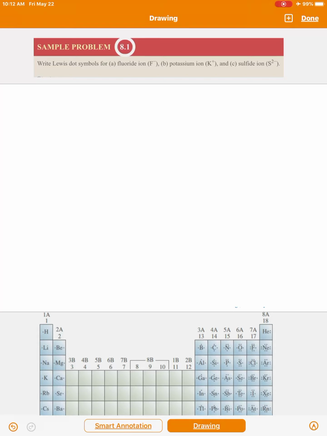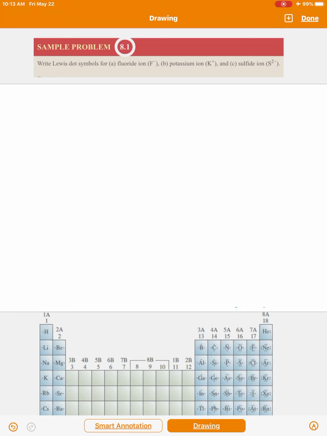Okay, this is sample problem 8.1. Draw the Lewis dot symbols for the fluoride ion, F minus, the potassium ion, K plus, and the sulfide ion, S2 minus. If you look down at the bottom of the screen, you'll see the figure from this section. You can use that, or a regular periodic table, but I'm going to do it just based on my memory of the periodic table.